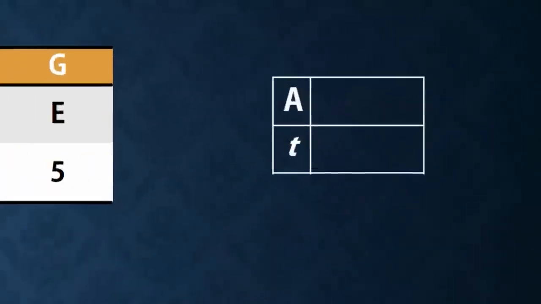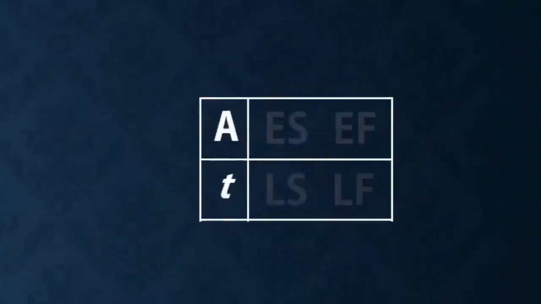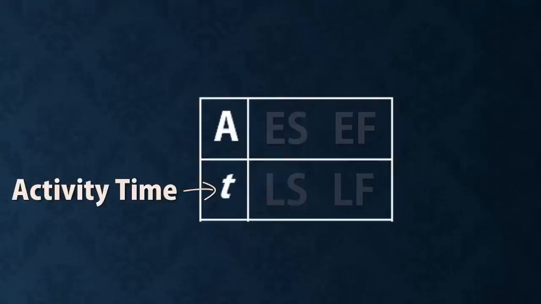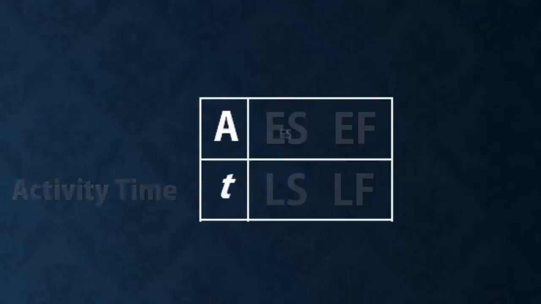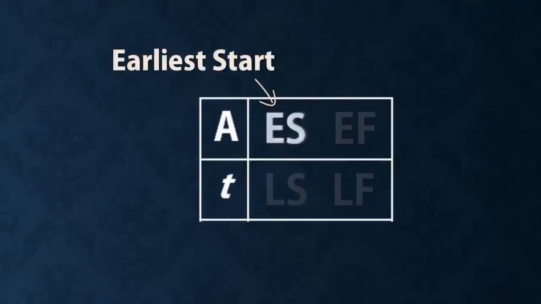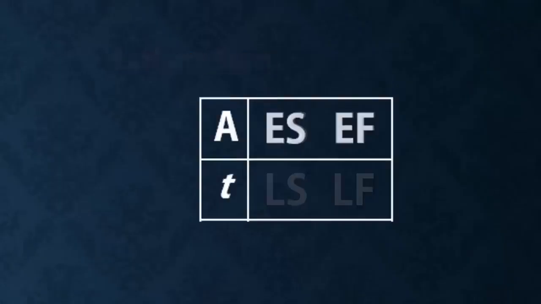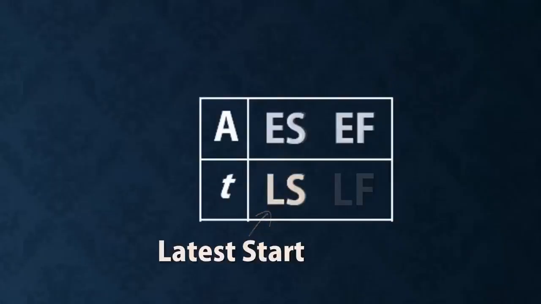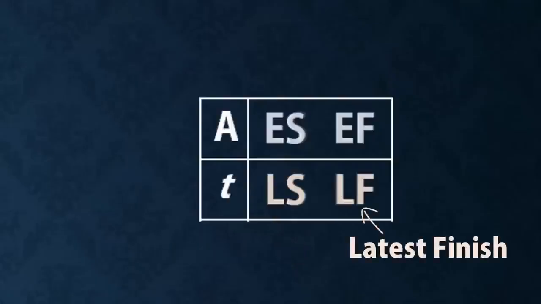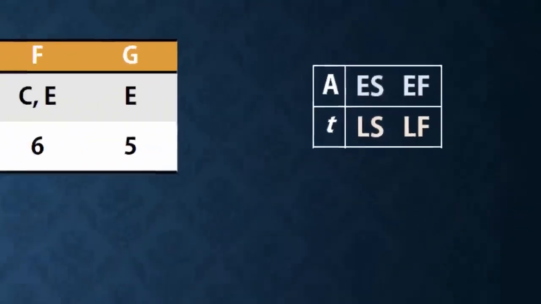I will be using this node convention here, as you will find in Quantitative Methods for Business by Anderson, Sweeney, and Williams. A here is the activity being described, and T represents the expected activity duration or time. ES is the earliest time the activity can start. EF is the earliest finish time. LS is the latest start time. And LF is the latest finish time without extending the minimum completion time of the project.